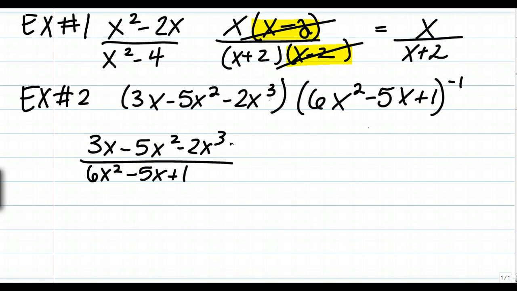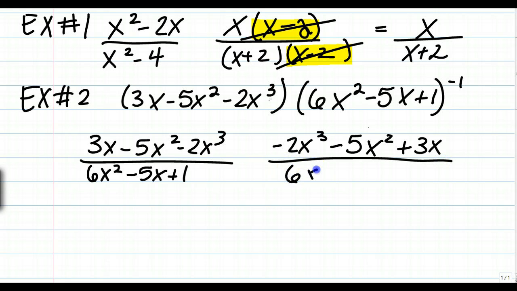So now you're going to go ahead and do exactly what we did in the first one. Here, if you look, you have a GCF, but let's write this in a different order. Let's write this with the negative 2x to the third in front, minus the 5x squared plus 3x. I just wrote it in descending order. And the denominator is the same, so that's okay.